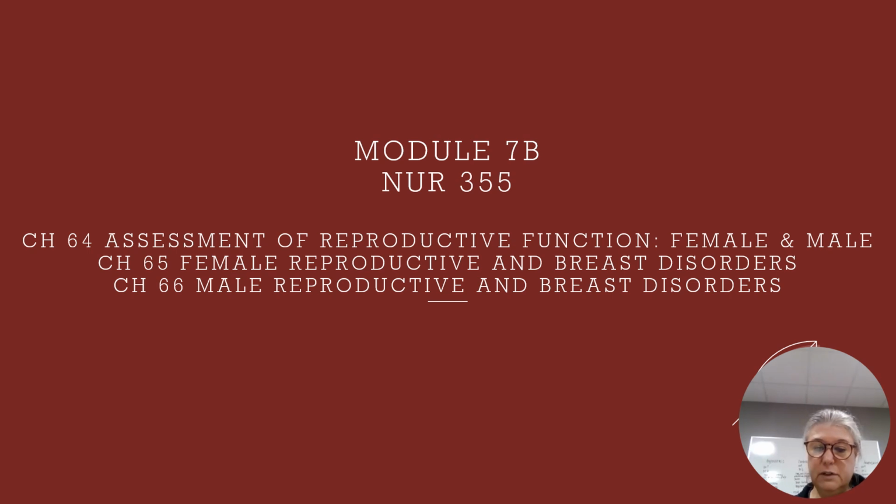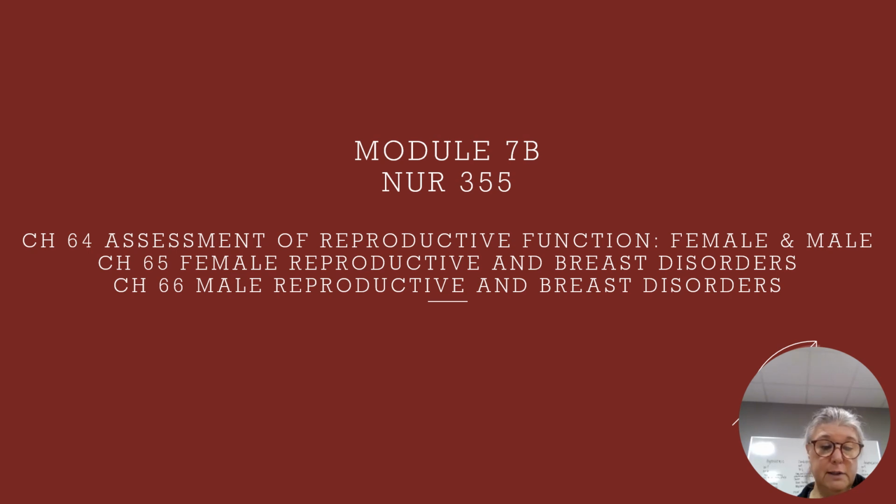Hi, Adult Health 1. So this is Module 7B. This is just the second PowerPoint that goes with Module 7. All right, this is Chapter 64, Assessment of Reproductive Function, Female and Male. Chapter 65, Female Reproductive Disorders, and then Chapter 66, Male Reproductive Disorders.